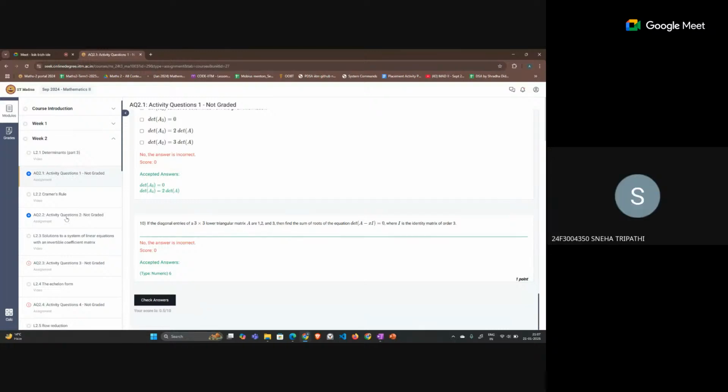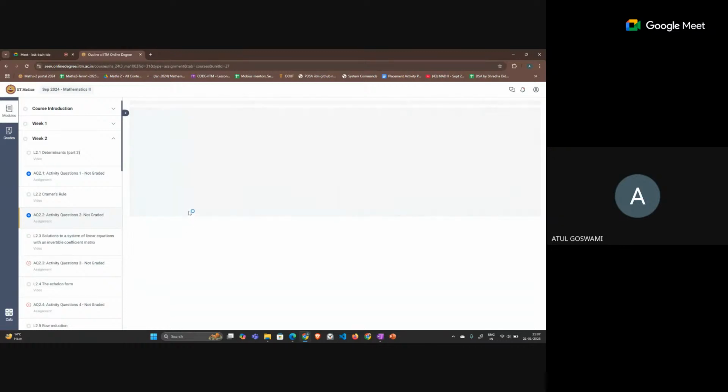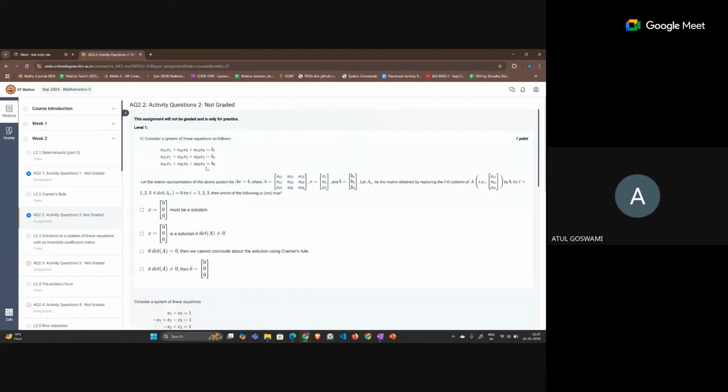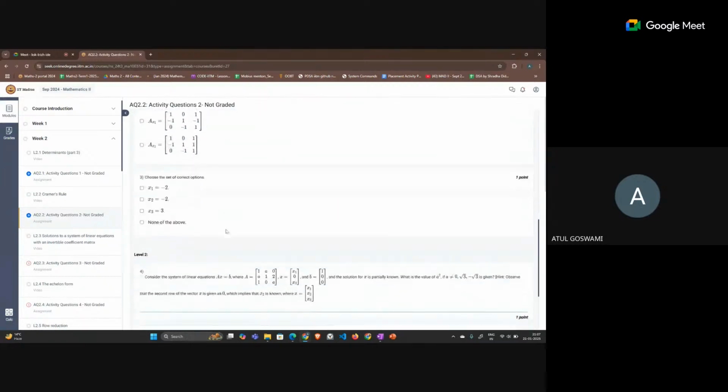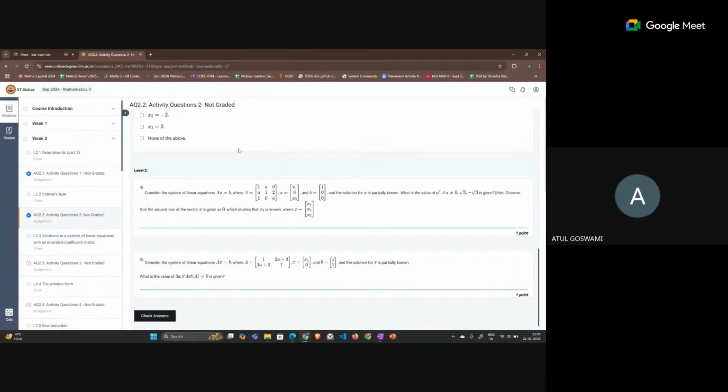Activity 2, question number 4. Consider the system of linear equations AX = B, where A is this, X is this, B is this, and the solution for X is partially known. What is the value of A square if A is given? Observe that the second row of the vector X is given as 0, which implies X2 is known.